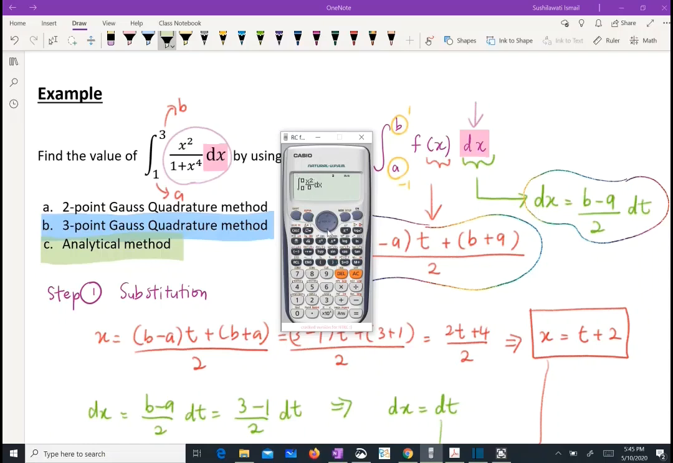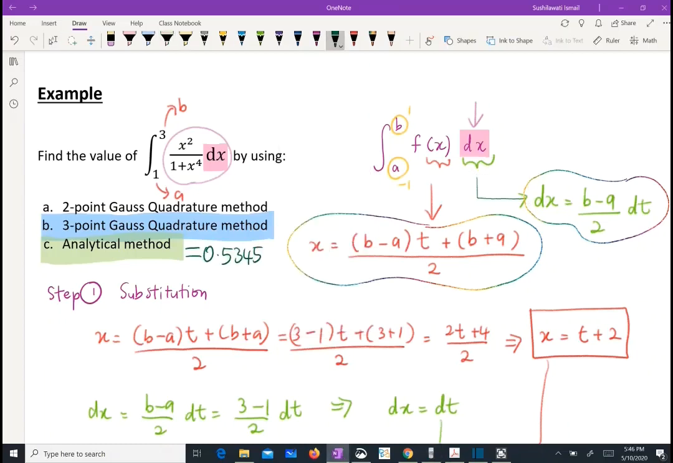x squared over 1 plus x to the power of 4, and click next to the interval column. So you click 1, then 3, then just click equals. So this is the exact value that you got for question C, 0.5345. And now it's done.